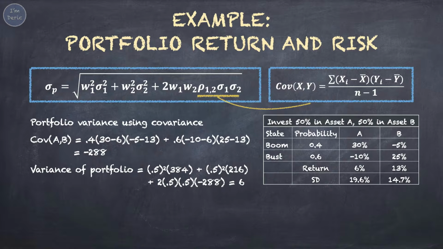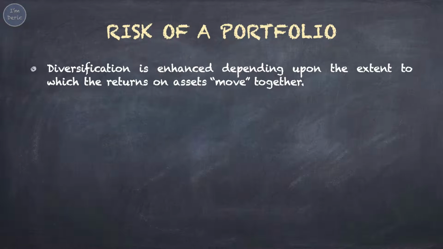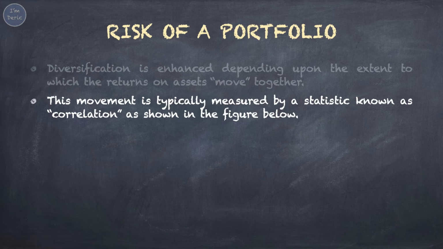After this, the next step is to calculate the variance of the portfolio. Then you can get the standard deviation, as shown here. Combining two investments can reduce the portfolio risk. However, it has to happen under certain conditions. Diversification is enhanced, depending upon the extent to which the returns on assets move together. This movement is typically measured by a statistic known as correlation, as shown in the figure below.